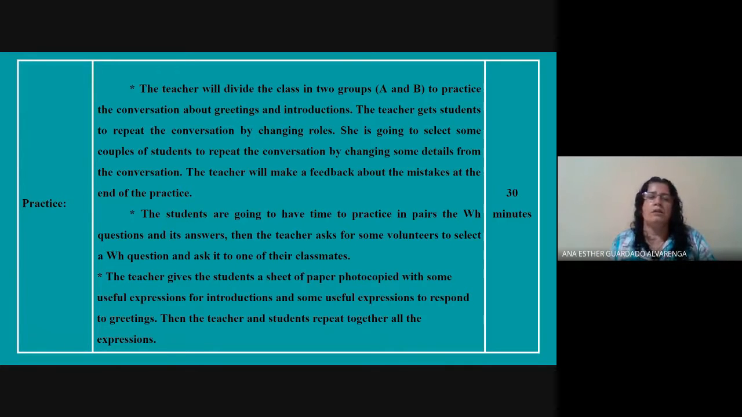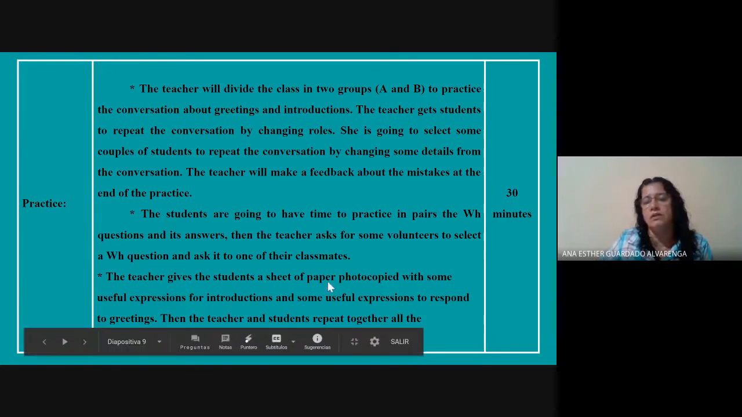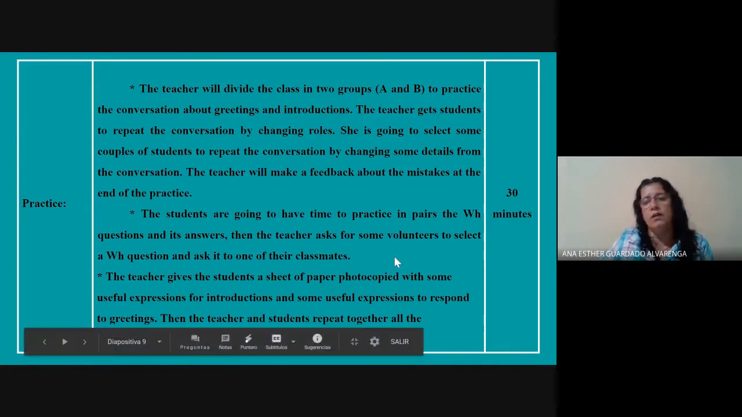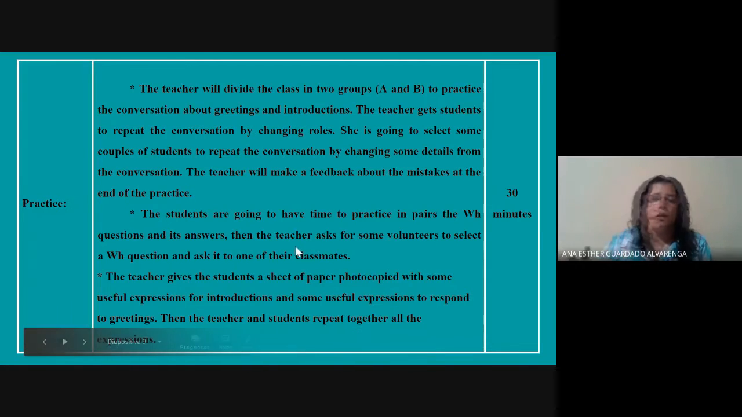Also, the teacher is going to select a couple to repeat the conversation that is in the presentation, but in this case, they are going to change some details from the conversation. At the end of this practice, the teacher is going to give feedback about some mistakes that she heard in pronunciation. And then the students are going to have time to practice in pairs the double question and its answer that the teacher has in the PowerPoint presentation. And also there are going to be some volunteers to do it for the whole class.